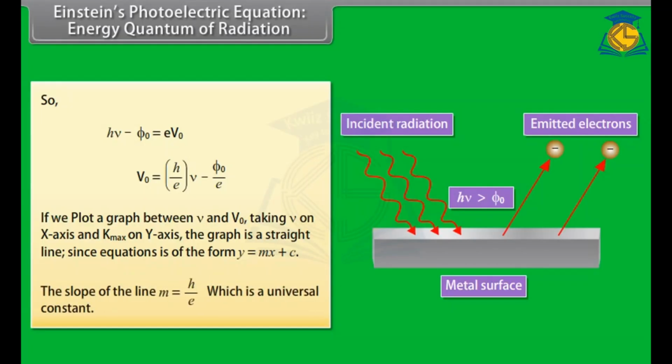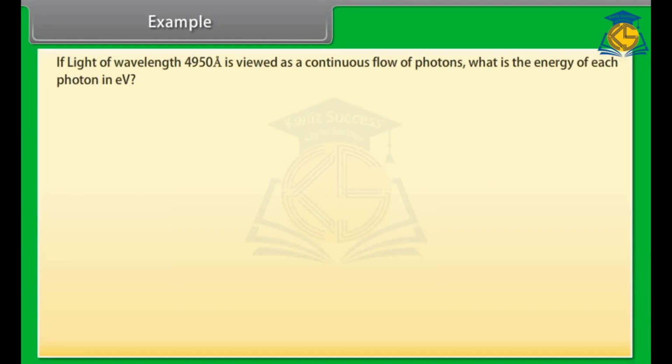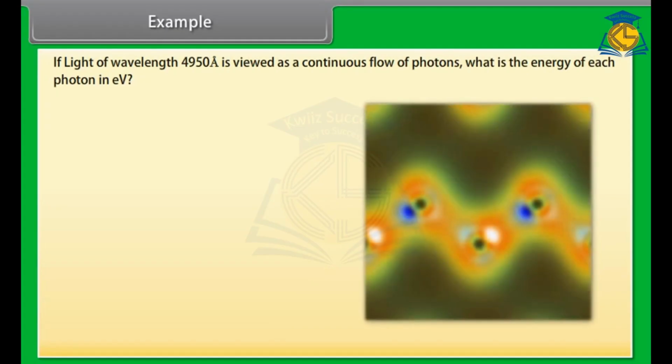The slope of the line m is equal to h upon e, which is a universal constant. Example: if light of wavelength 4,950 angstrom is viewed as a continuous flow of photons, what is the energy of each photon in eV? Given Planck's constant h as 6.6 × 10^-34 joule second.